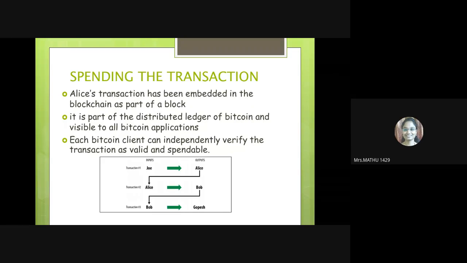Then if that is validated, Gopesh will be able to transfer that to someone else. So like this, the transactions can be chained together. Everything is linked. So if we have a doubt, we can go back and trace where the transaction starts from, who has sent the money and who has used this money. Everything can be traced using this blockchain.